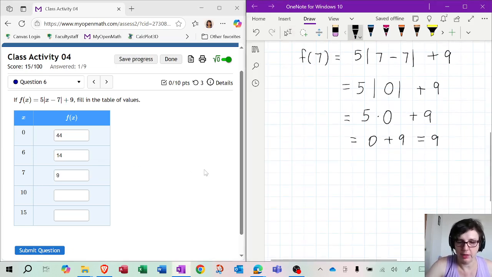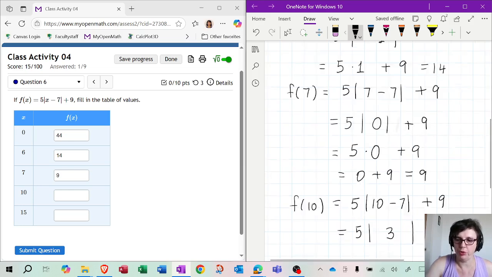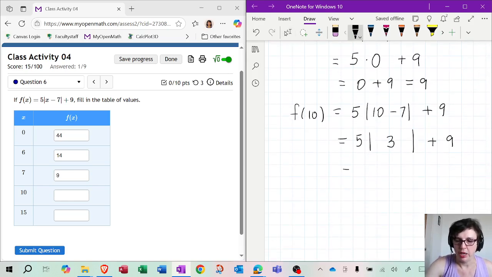The next one is at 10. So f of 10, again, we are replacing x with 10. Let's compute it. First we do whatever is in between the vertical slashes. 10 minus 7, that's 3. Now, what is the distance from 3 to 0? Well, 3 would be over here somewhere. So the distance of 3 to 0 will be 3. If the number is positive, absolute value does not change. If the number is negative, absolute value takes away the negative. Again, the multiplication is first. 5 times 3 is 15, plus 9, that'll give me 24.